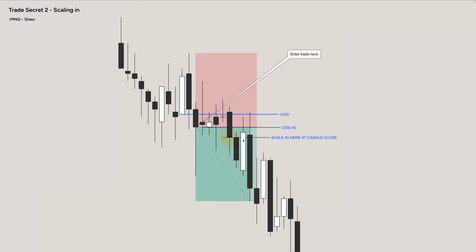Now, technically, this is another pullback candle, and you could mark it out with a blue line, and you will have a candle closure below the line here. So technically, that will be another CISD, but because you are too close to your take profit, you do not scale in anymore. When you're that close to your take profit, do not scale in.